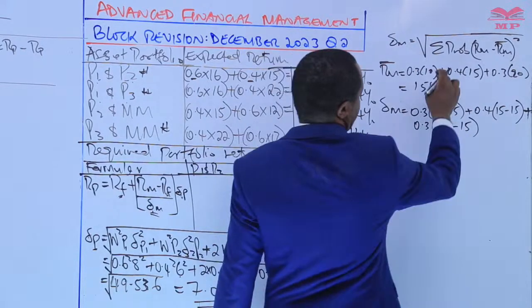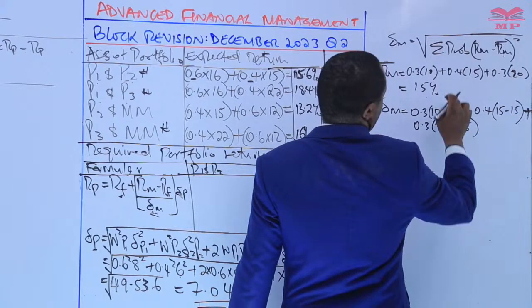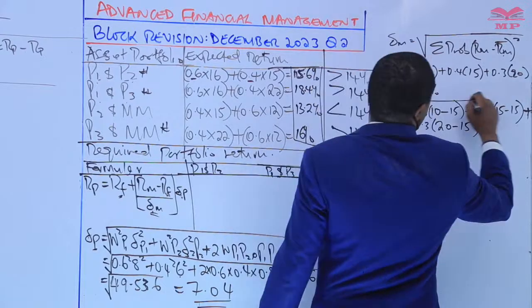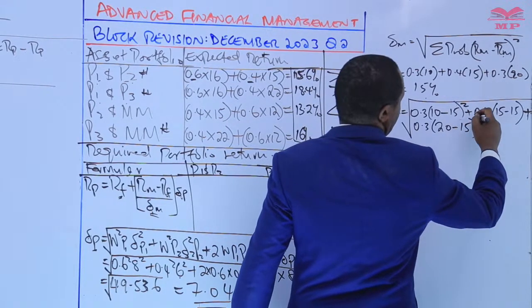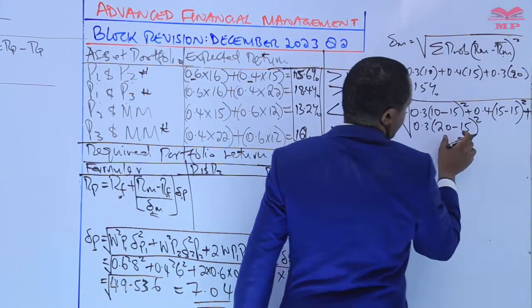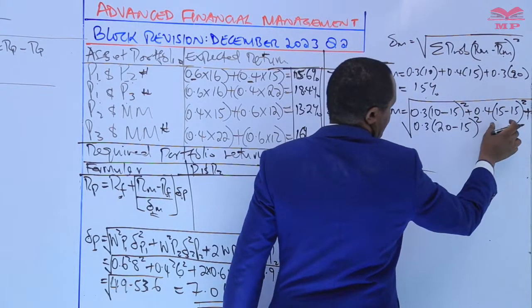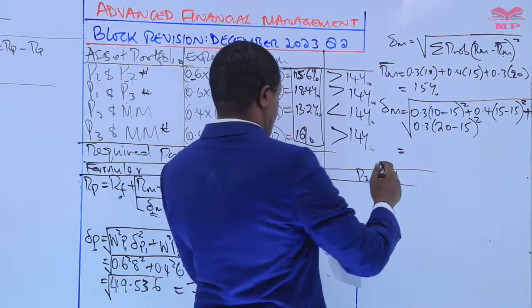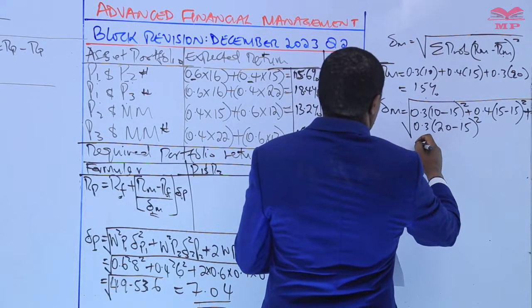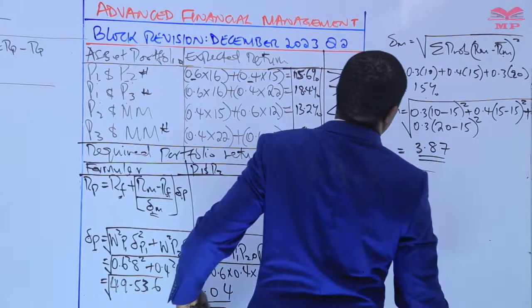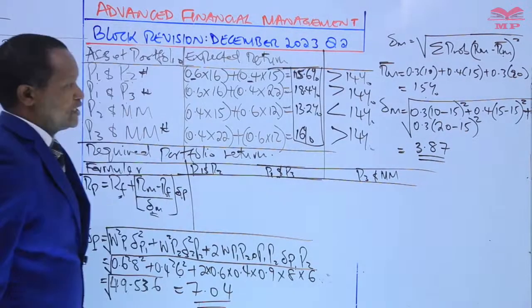So this is the summation we are adding. We add the three, then we square. We have to square the deviations. Then we get the square root. So the first one here is 3.87. That is the standard deviation for the market.